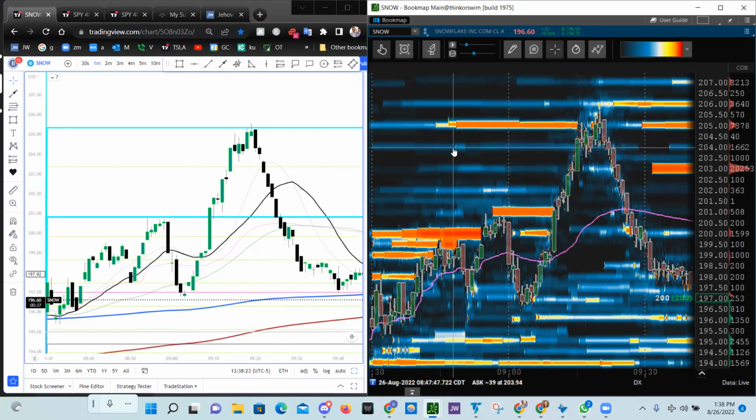But the thing about it is you can't always see algo liquidity on the chart. That's why having algos on your charts is extremely valuable. And whenever you can use them together, yeah, man, it's extremely powerful. So like I said, SNOW was just beautiful money.